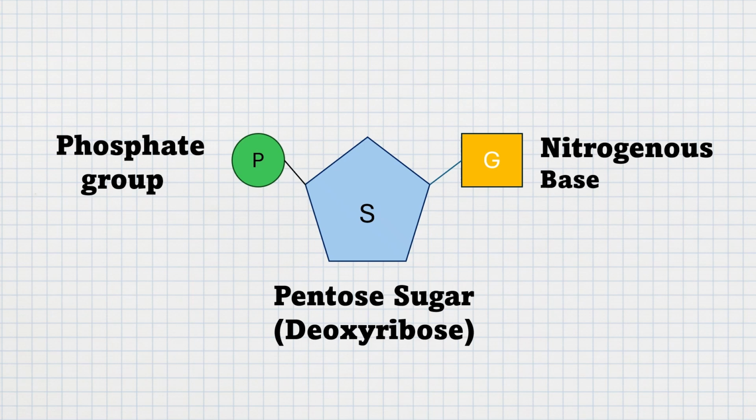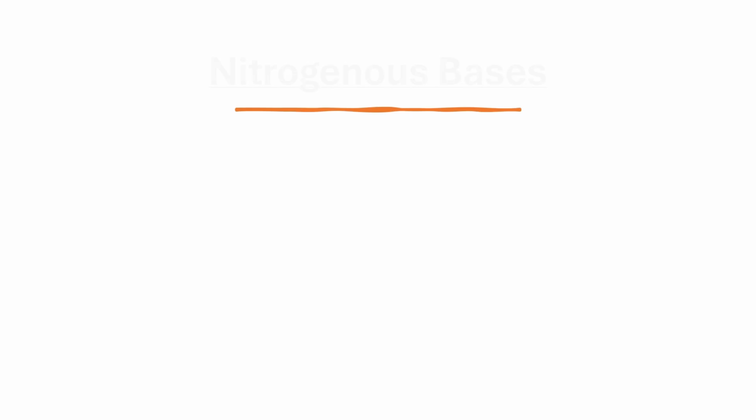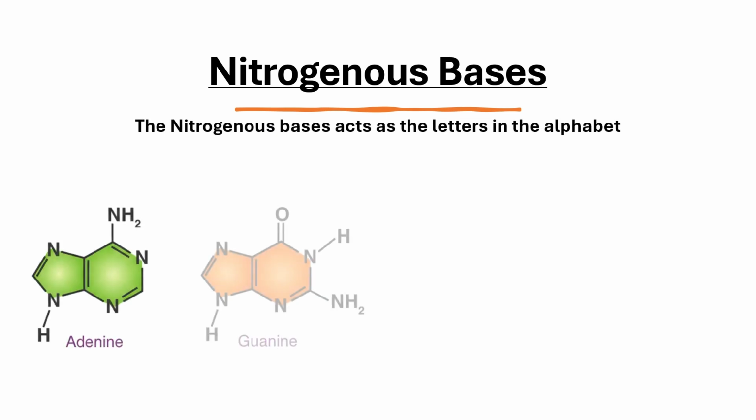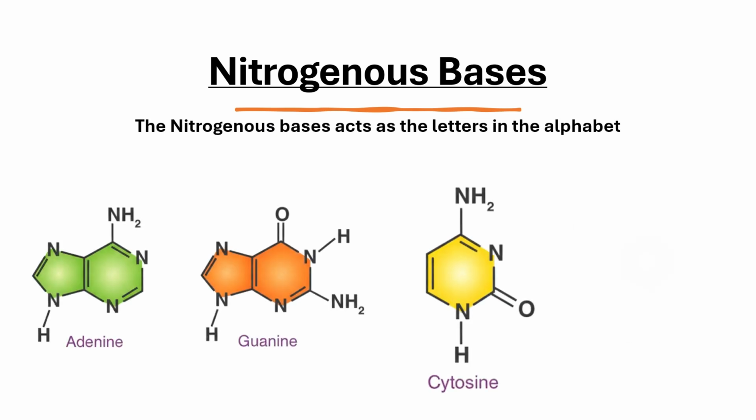That nitrogenous base, that's where all the action is. It's the letter in our genetic alphabet. And what's absolutely incredible is that this entire complex alphabet only has 4 letters. Adenine, which we call A, guanine, or G, cytosine, C, and thymine, T. Every single instruction for building and running an organism is written with just these 4 molecules. Amazing, right?